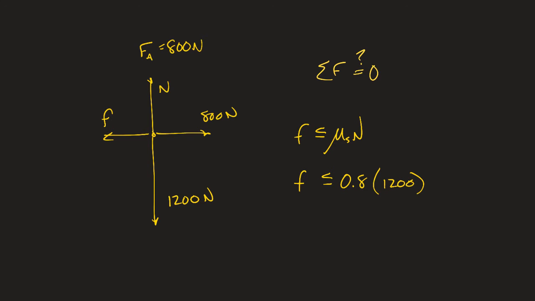The normal force has to be 1200. But the book probably used 9.8 here, but I'm not going to. So 8 times 12, so 96. So this has got to be less than or equal to 960 newtons. So I don't think the mule budges. That's what the book... I don't know what the book says.